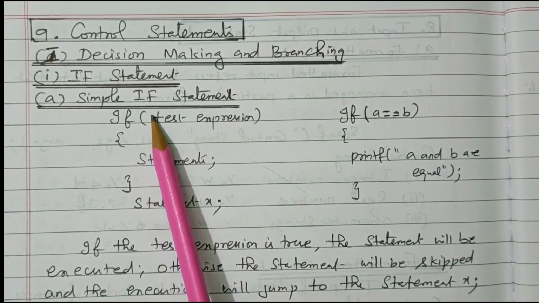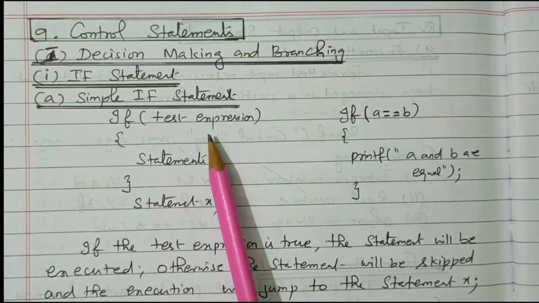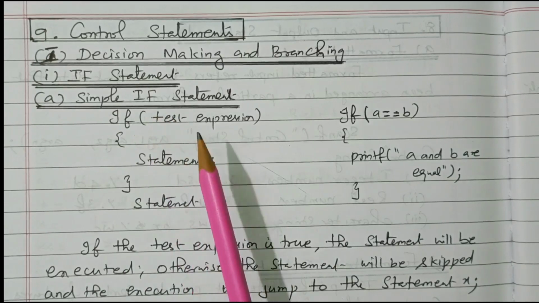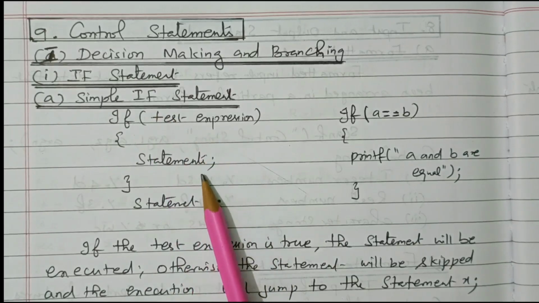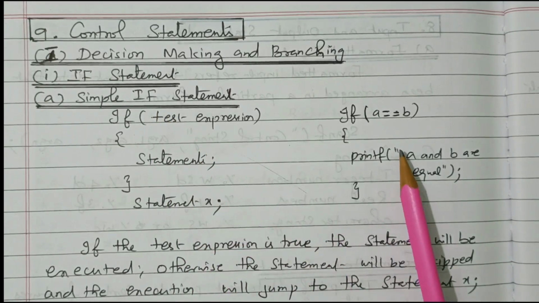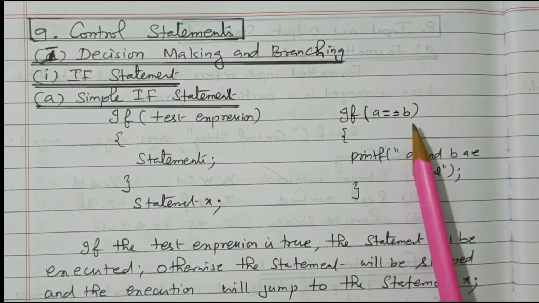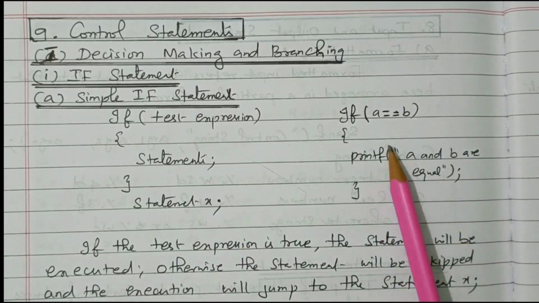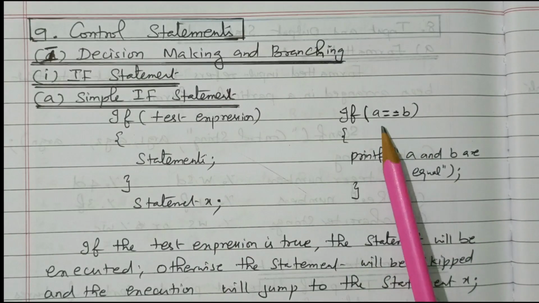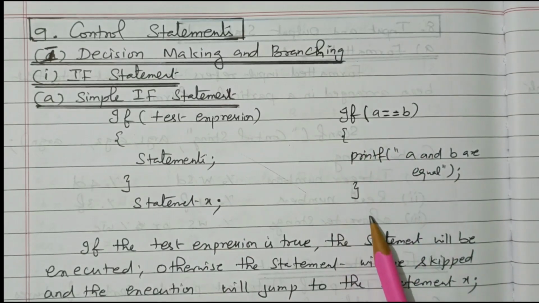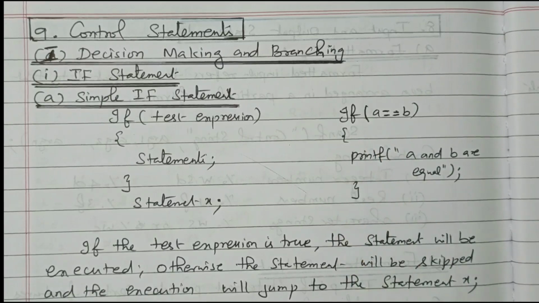In the next type, else is available. For example, if the condition is false, what do we need to do? But here in the simple if, if the condition is true, execute this statement, otherwise leave it. The else part is not available. So if A is 10 and B is also 10, it will print "A and B are equal". Suppose A is 10 and B is 5, this condition is false. It will not print this statement. It will go to the next statement, right? So that is given here.